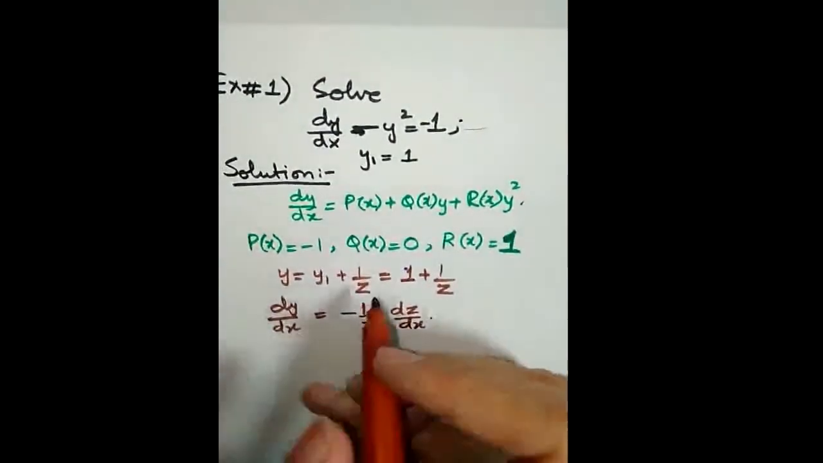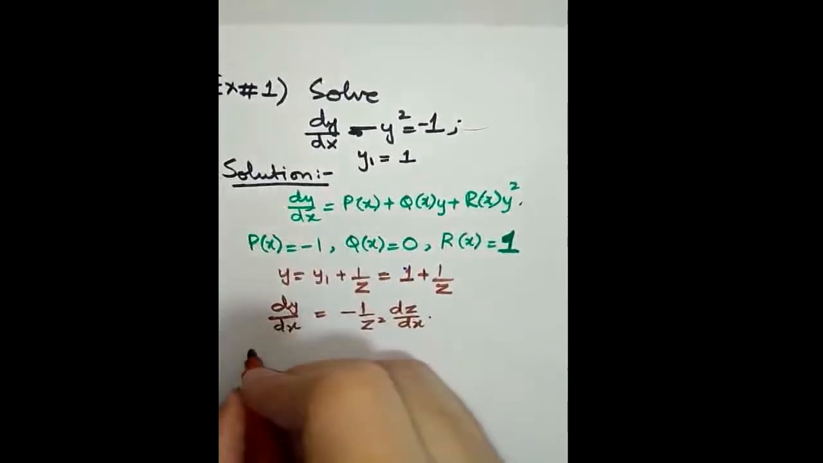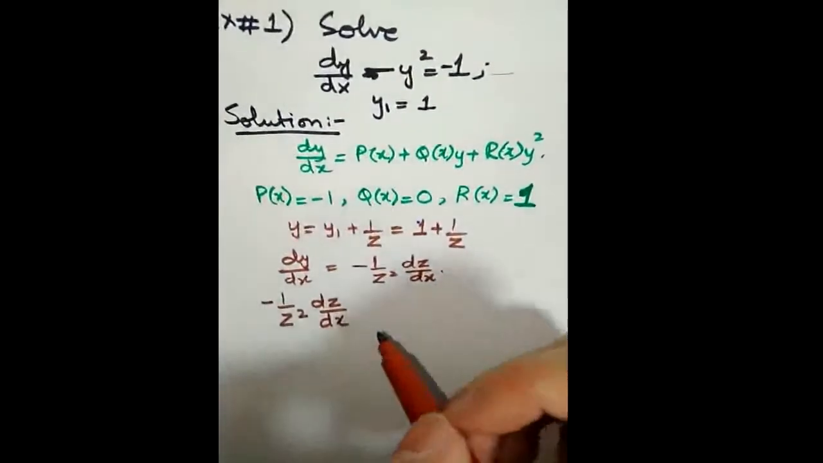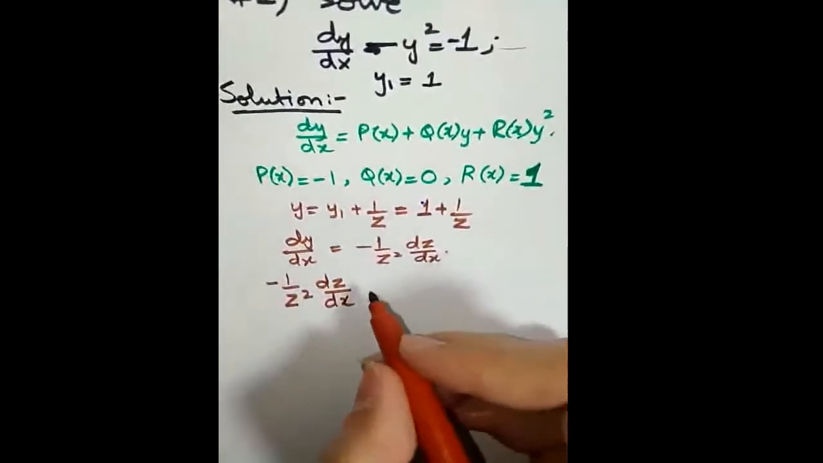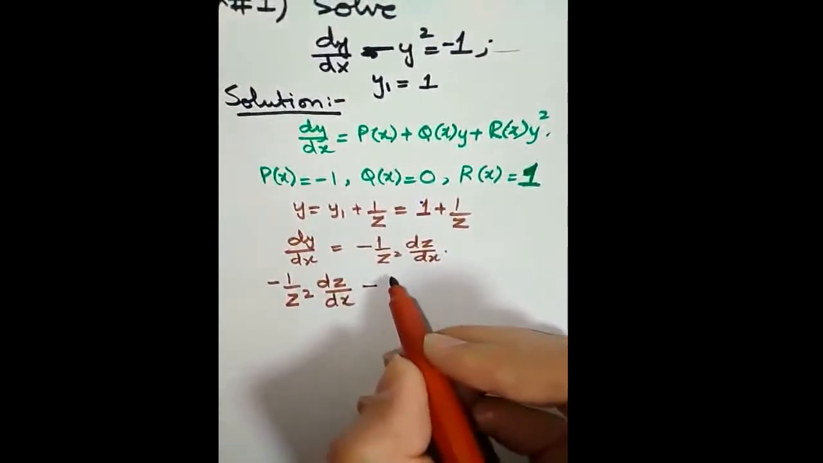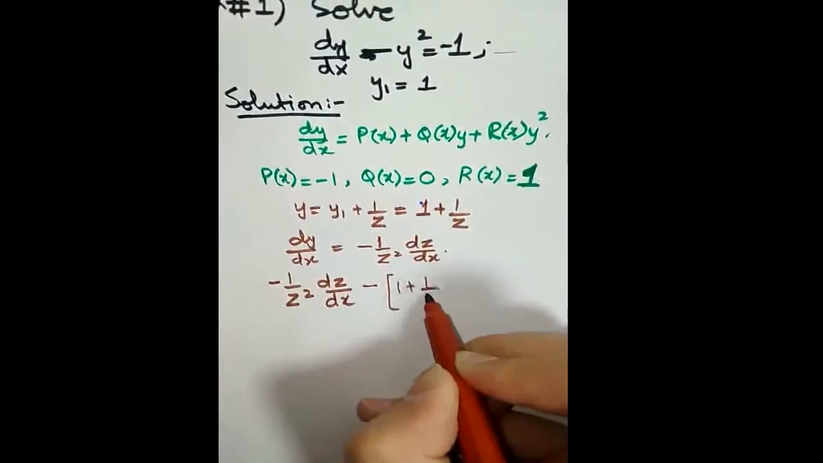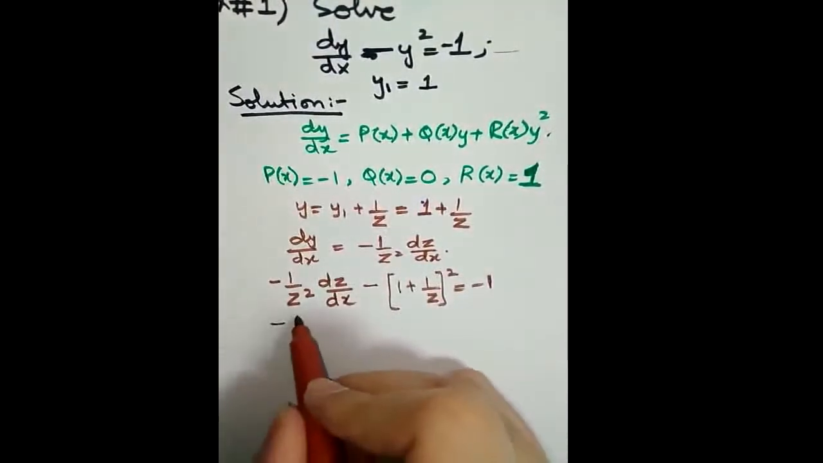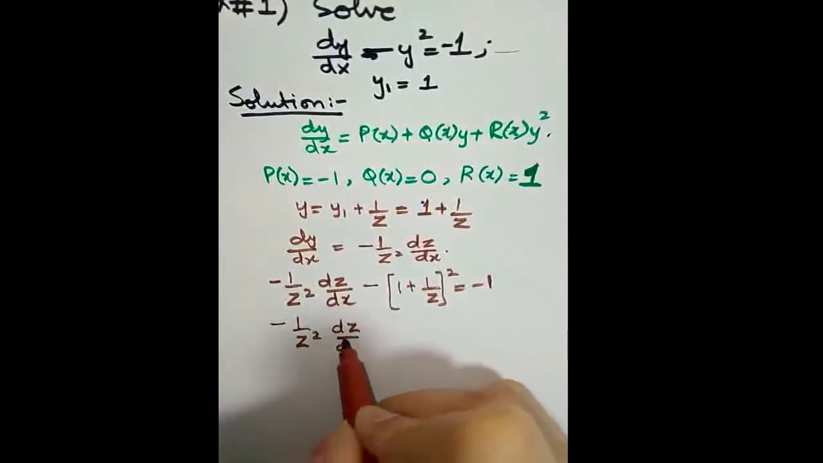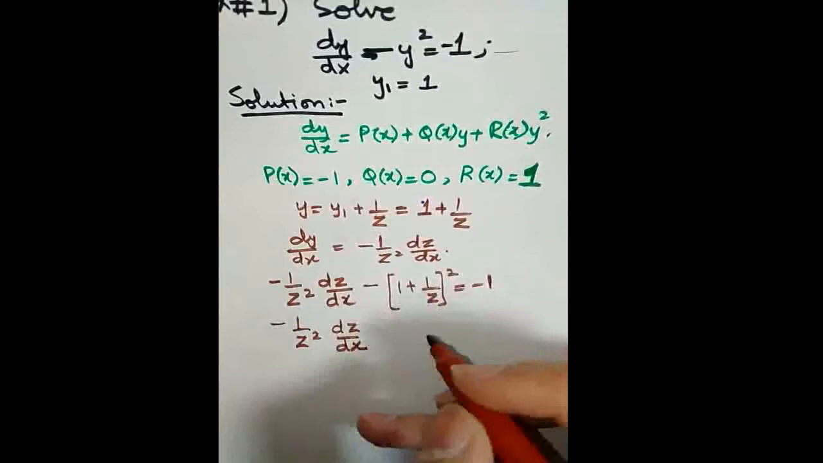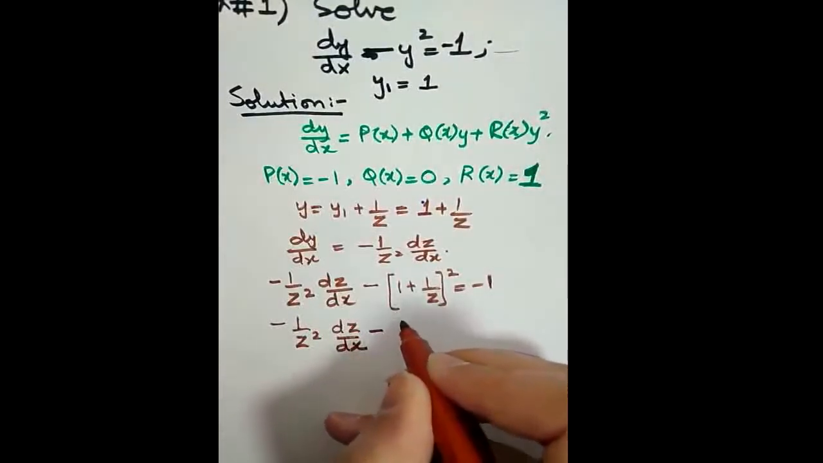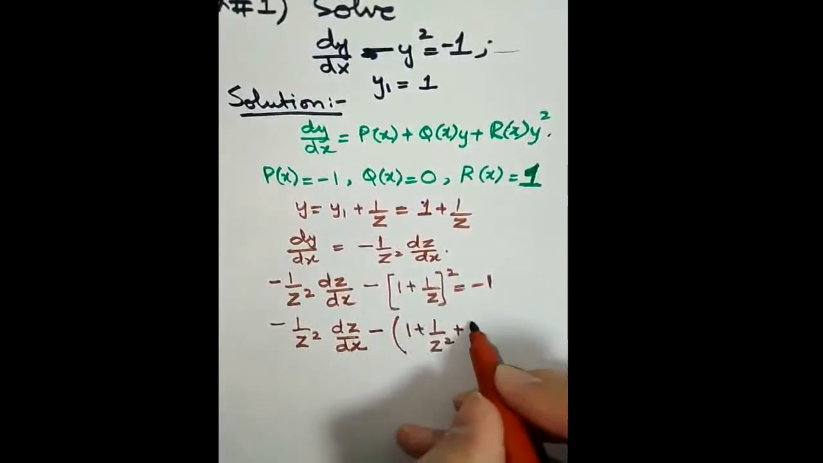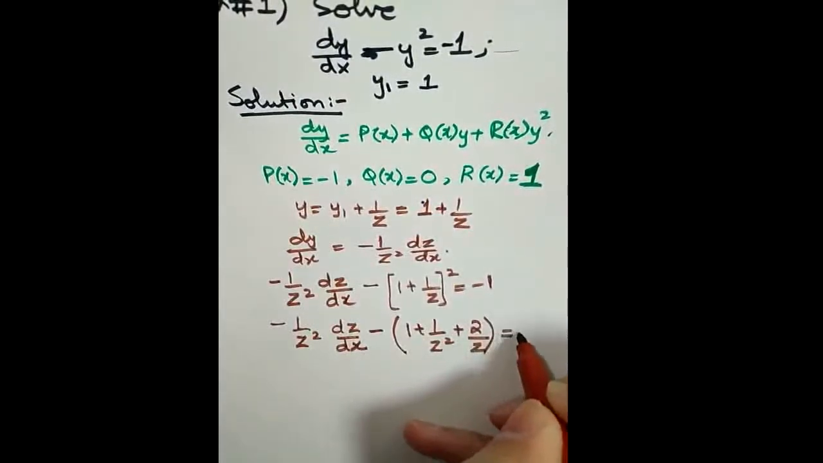So dy by dx minus y square minus 1, I am replacing this. So dy by dx is -1 by z square dz by dx and minus y square. y is 1 plus 1 by z whole square equals -1. Right, and I am going to open this whole square, and that is 1 plus 1 by z square plus 2 into 1 by z, so 2 by z equals -1.